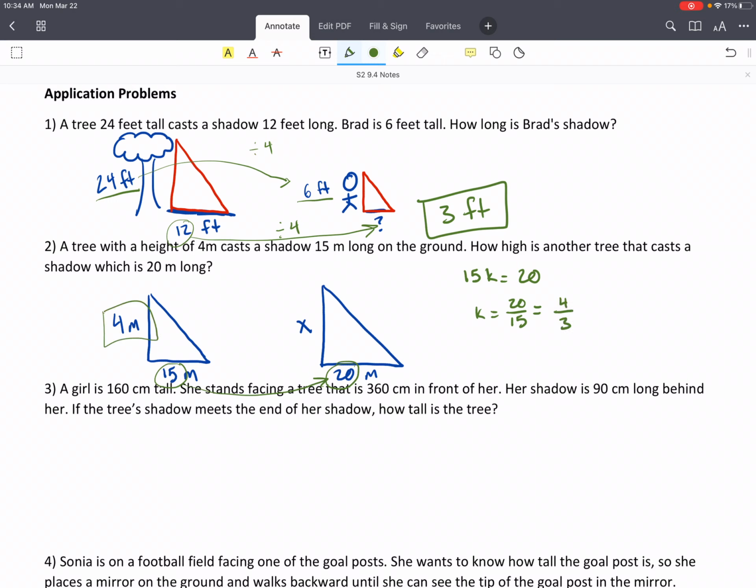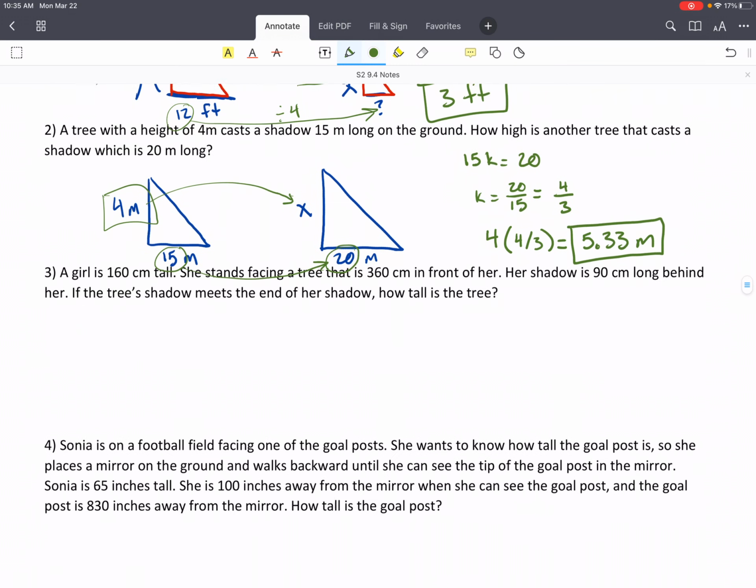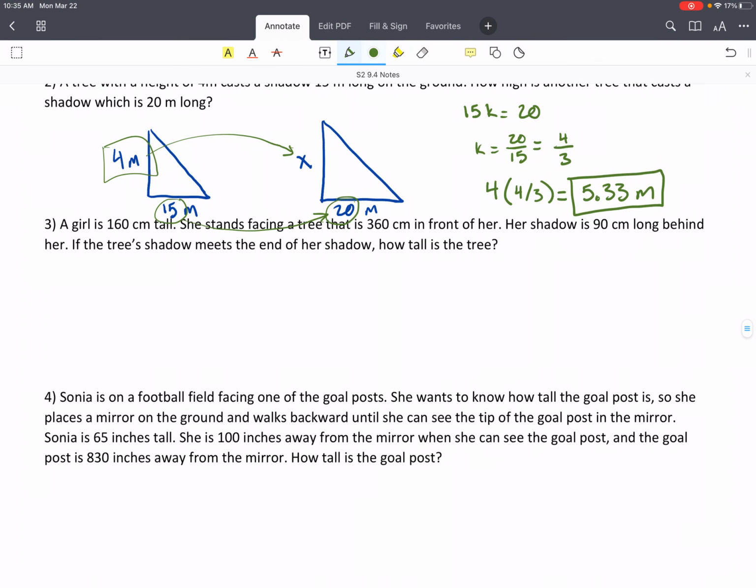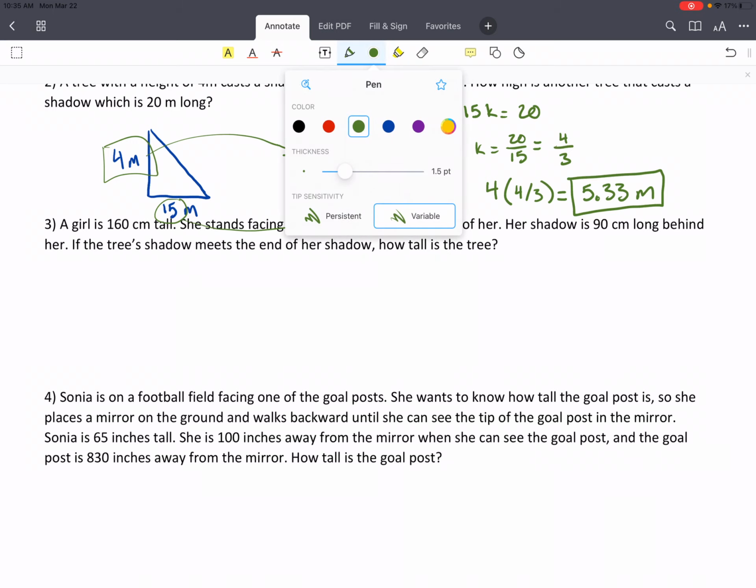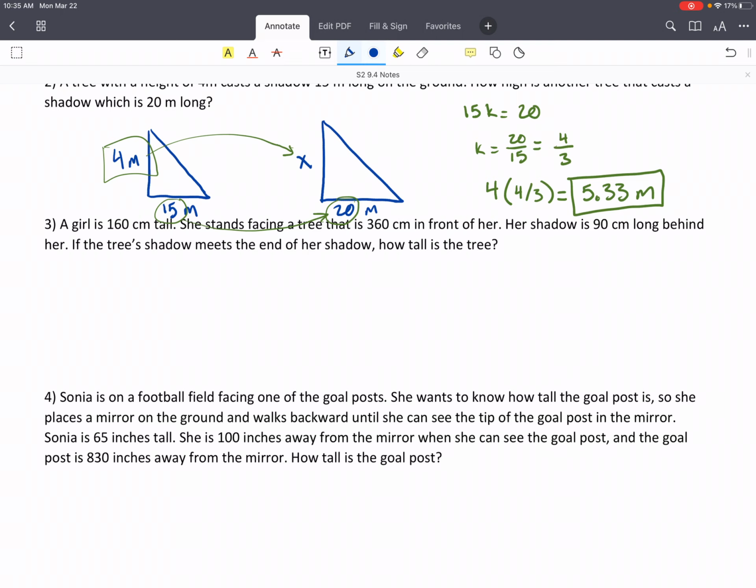So now we're going to take 4 and multiply it by 4/3 to get our answer. I get 5.33 meters. Okay, 3 and 4 are a little bit more complicated than just straightforward trees and shadows.